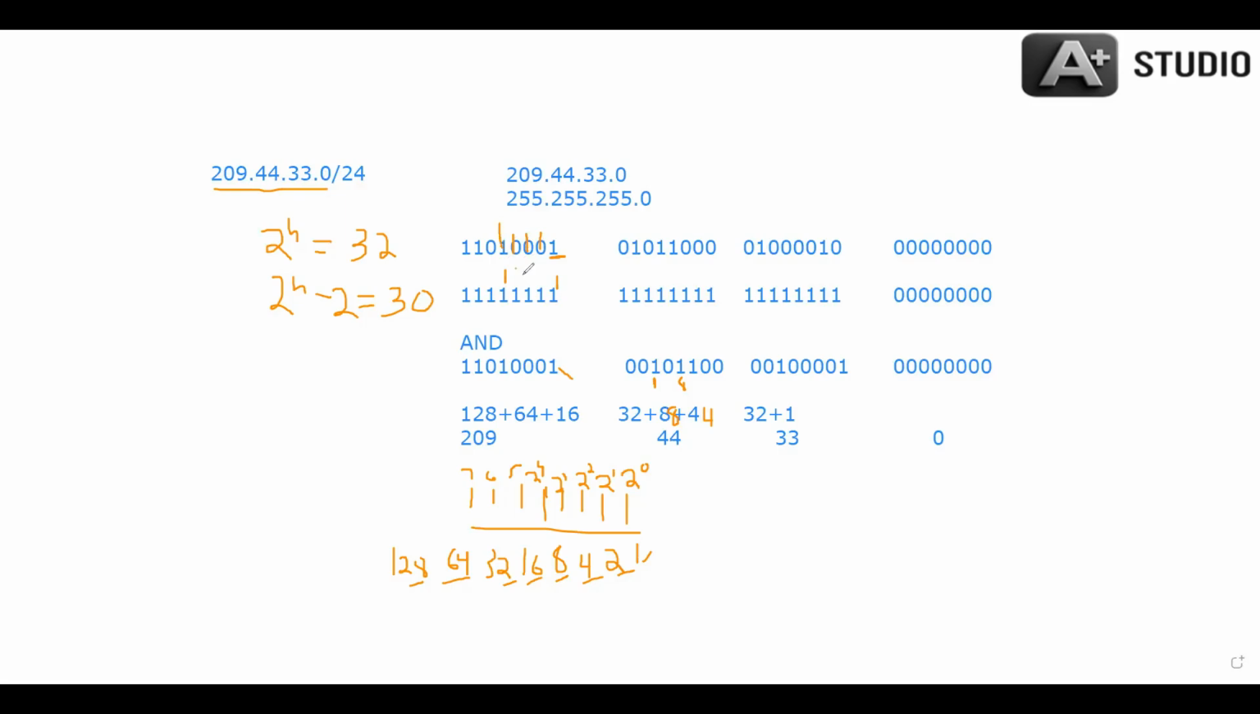This is 32. This is 64. This is 128. That is 128 plus 64 plus 16 plus 1. And then you get 209. Okay, thank you very much, Christabel.